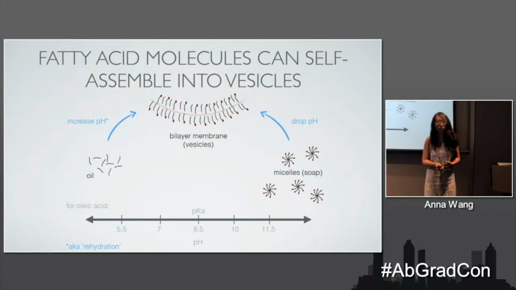When you buy these from a company, they actually come as a neat oil. So if you drop the pH way down so that all of the carboxylic acid head groups are actually protonated, then all the negative charges are gone, nothing's repelling anything, and they actually sit around as neat oil. And you can pipette it, it's a little bit viscous, but yeah, pretty much an oil.